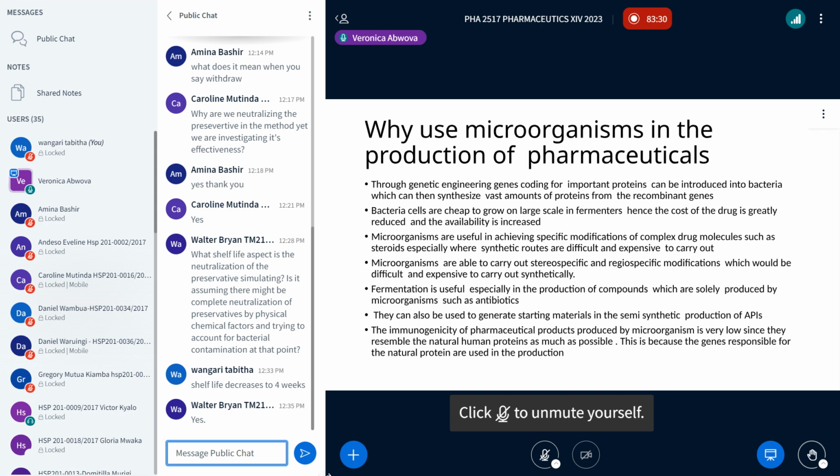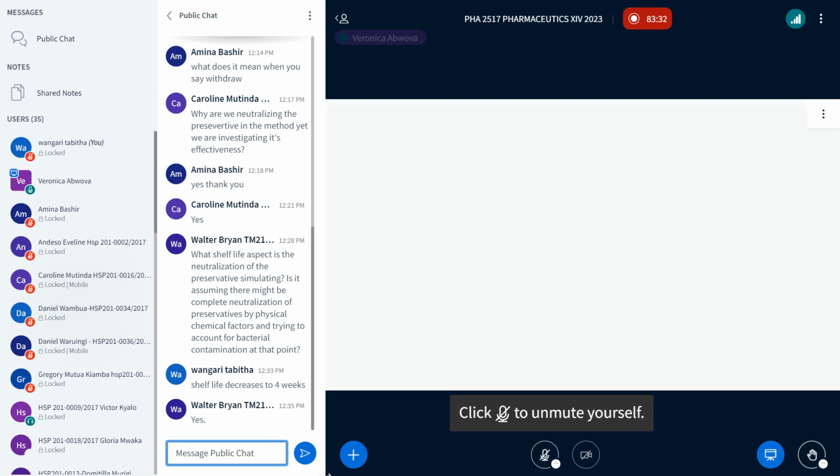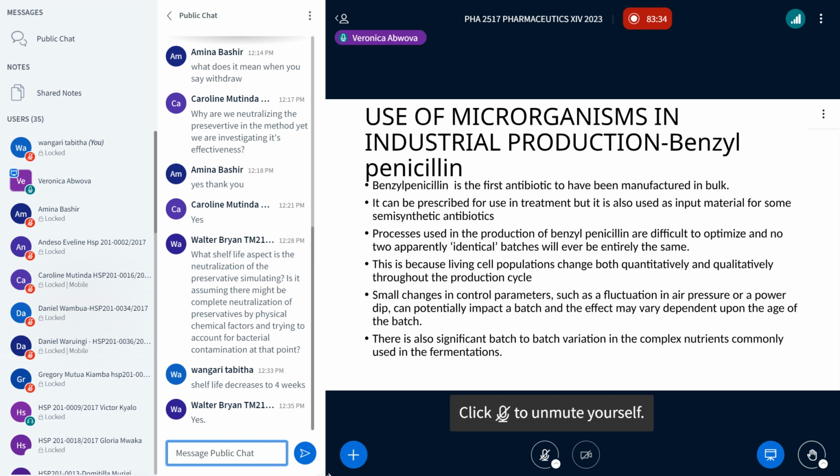Next week, we will look at the use of microorganisms in the industrial production of benzyl penicillin. If you're reading ahead, you can go ahead and look at that. We will basically look at that process, okay, so that we are able to appreciate what goes on.